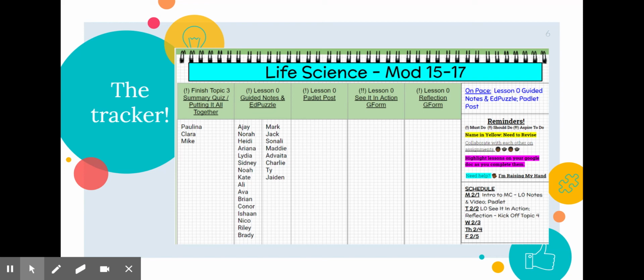So this is our tracker. The tracker is displayed on the board every day. It's also posted at the top of our classroom. It's updated every single day. It recommends what lesson is on pace. So, for example, the on pace lesson would be lesson 0, guided notes and Edpuzzle, and our Padlet post. So that's the recommended on pace. If you're behind or ahead, at least you know where you stand. And if you need to revise, you'll see your name in yellow, and we'll talk about revisions soon.